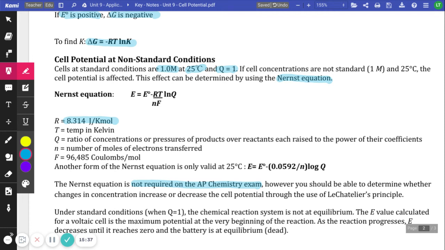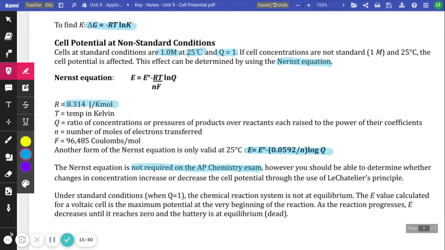n is the number of moles transferred. F is Faraday's constant. This is another way you could potentially see the Nernst equation if it was at 25 degrees Celsius. Now, again, this equation is not required on the AP chemistry exam. You could, however, use it, but I just wanted to introduce it to you, show it to you, so you could kind of see.